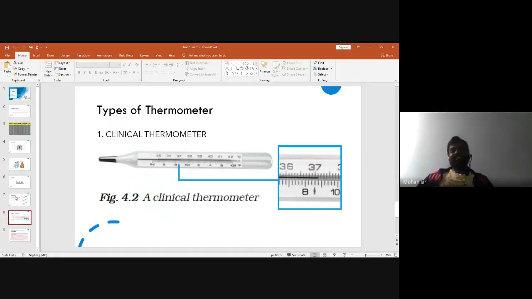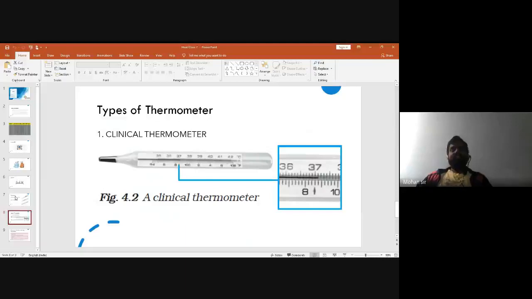So to avoid such confusions, it was made mandatory that the measurement of human body temperature will be only in degrees Celsius, and it will be written along with the units. For example, if my body temperature is 37 degrees, then I will write it as 37 degrees Celsius only, not as 37 degrees only. The unit degree Celsius is a must when I'm writing the temperature.